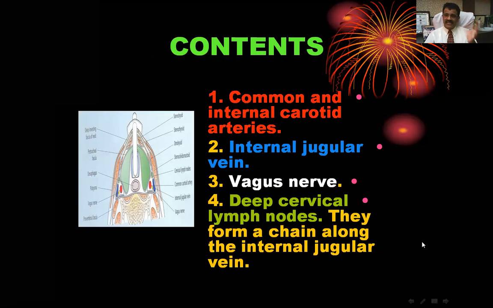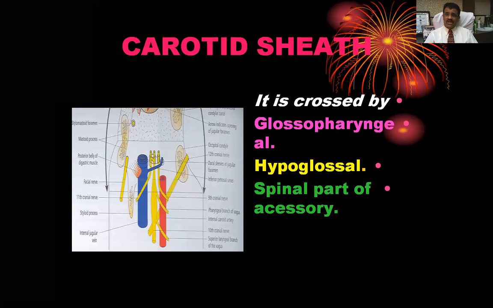Okay, in a clear diagram, you can see the chain of lymph nodes along the line of internal jugular vein, IJV. Okay. Now, carotid sheath is crossed by glossopharyngeal, 9 cranial nerve crosses it. Glossopharyngeal nerve crosses the carotid sheath. Hypoglossal and spinal part of accessory also cross.